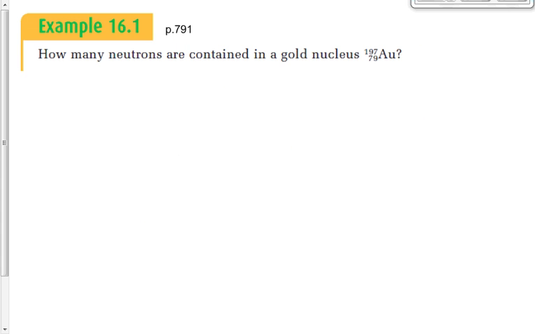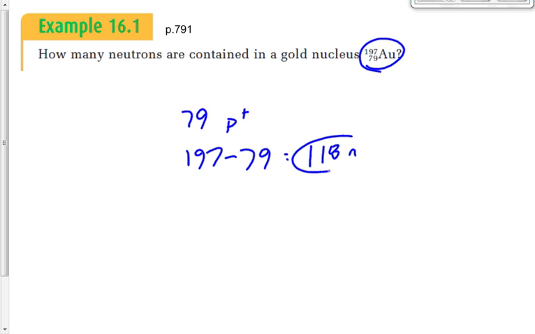Let's take a look at a simple example here. Gold 197. How many neutrons are contained in a gold 197 nucleus? Well, how many protons, first of all? 79. 79 protons. Even though we weren't asked that question, we know we have 79 protons. How many neutrons do we have? 197 minus 79 gives me 118 neutrons, right? 118 plus 79 gives me 197. This is true isotope notation.